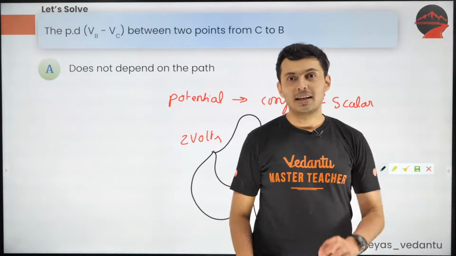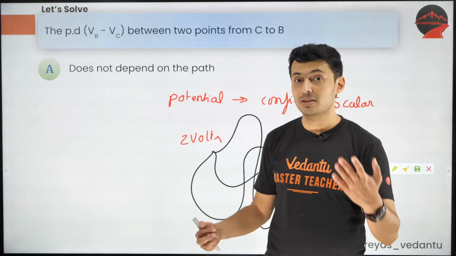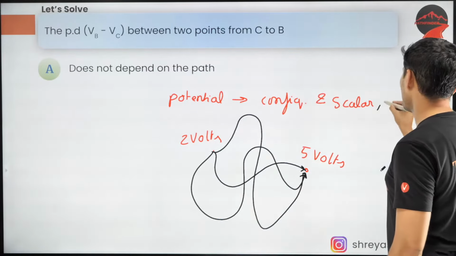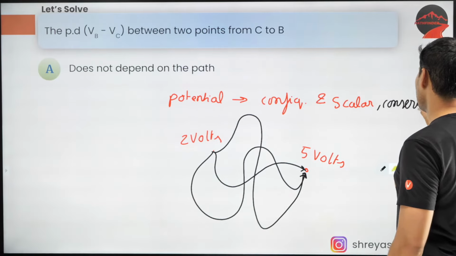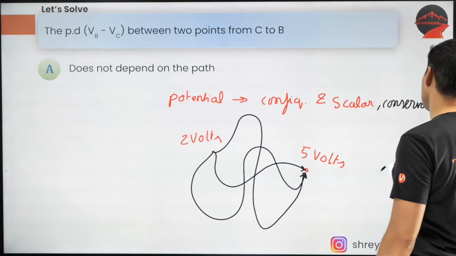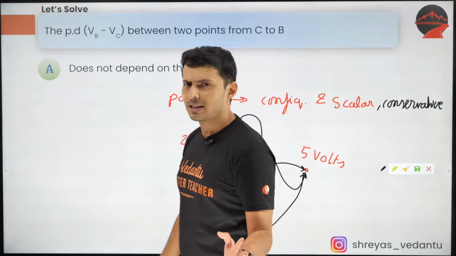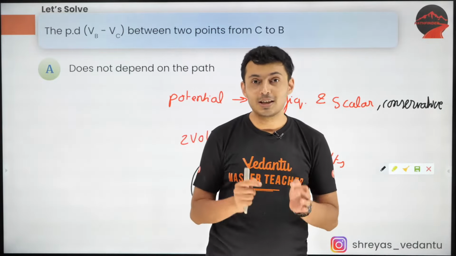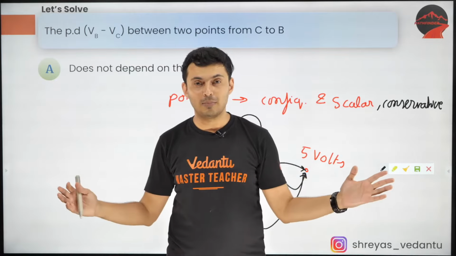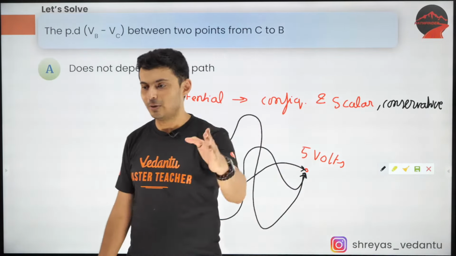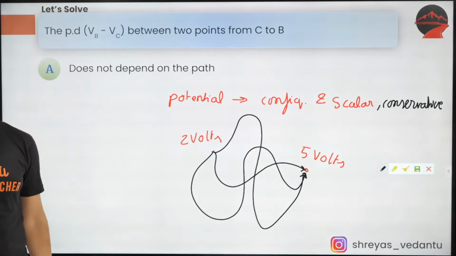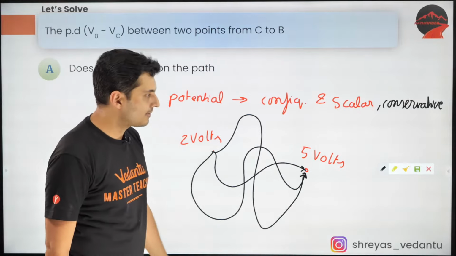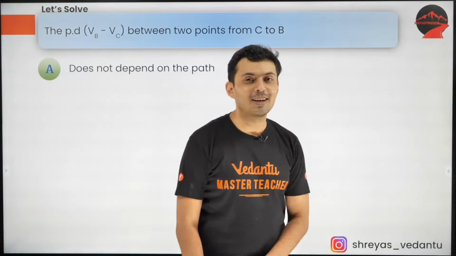Keep this in mind. Field or electrostatic forces are conservative forces. And if you remember conservative forces from your 11th standard, the property of conservative forces is that the work done does not depend on the path. It is independent of the path. Keep this in mind. Yes, Monkey, potential is conservative in nature.